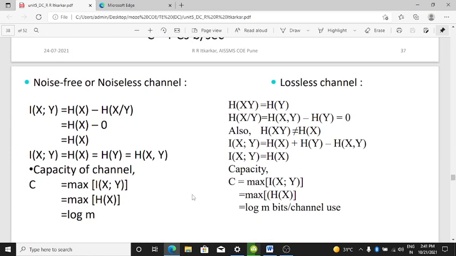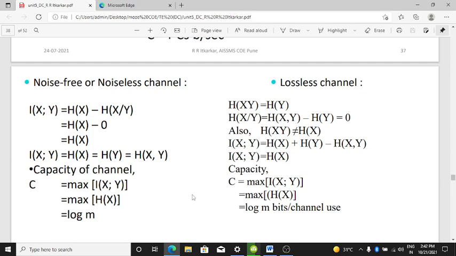Noise-free or noiseless channel. I(X;Y) equals H(X) minus H(X|Y), which is H(X) minus 0, so we get H(X). I(X;Y) equals H(X) equals H(Y) equals H(X,Y). The capacity of the channel is denoted by C, equal to the maximum of I(X;Y), the maximum of H(X), which is log m.